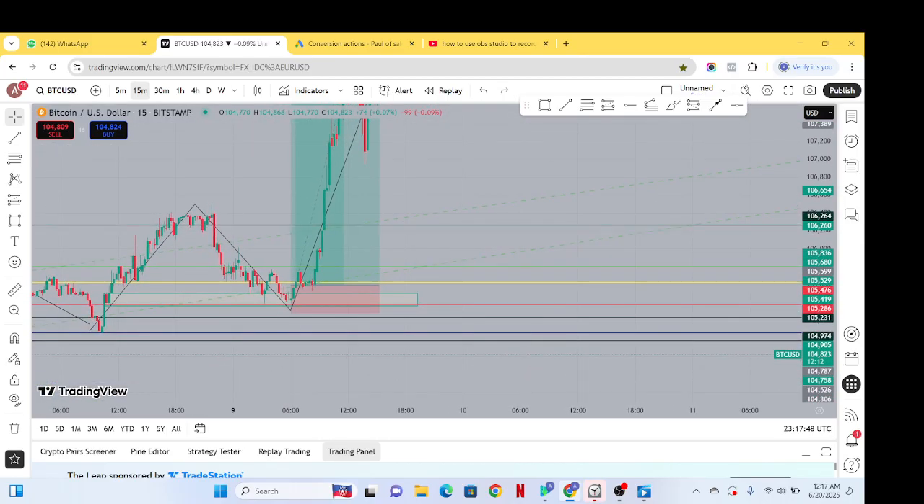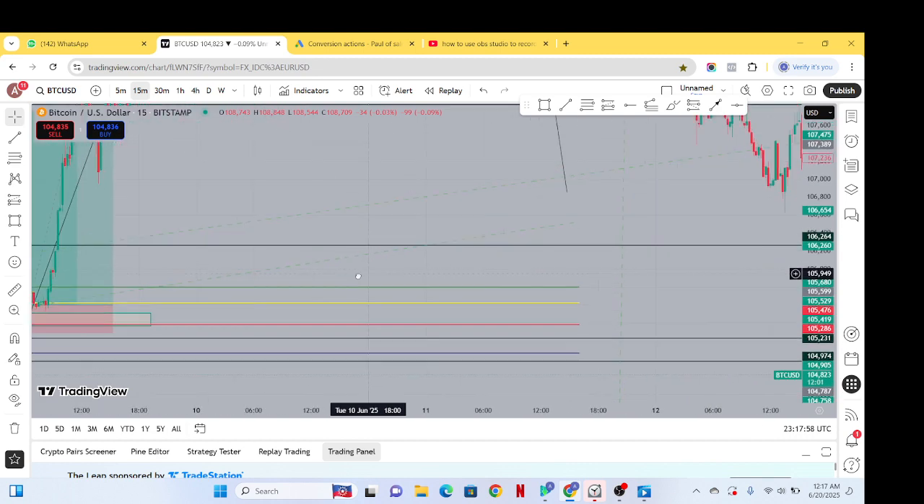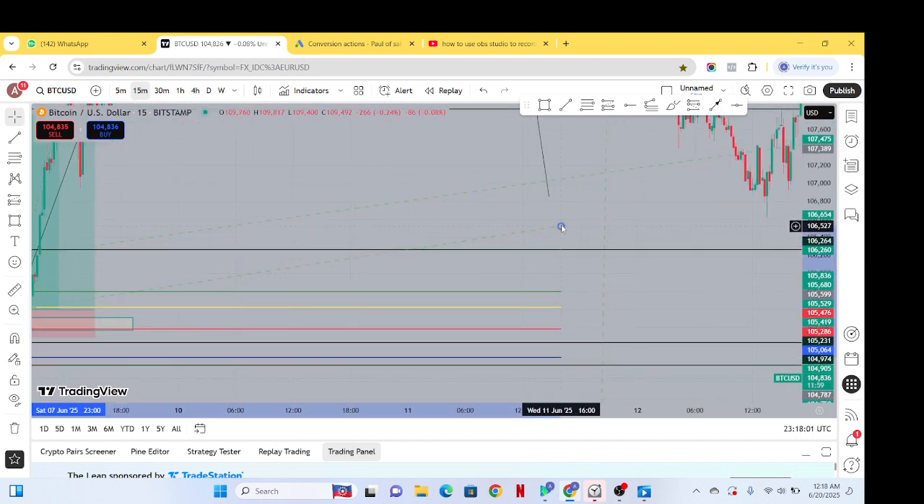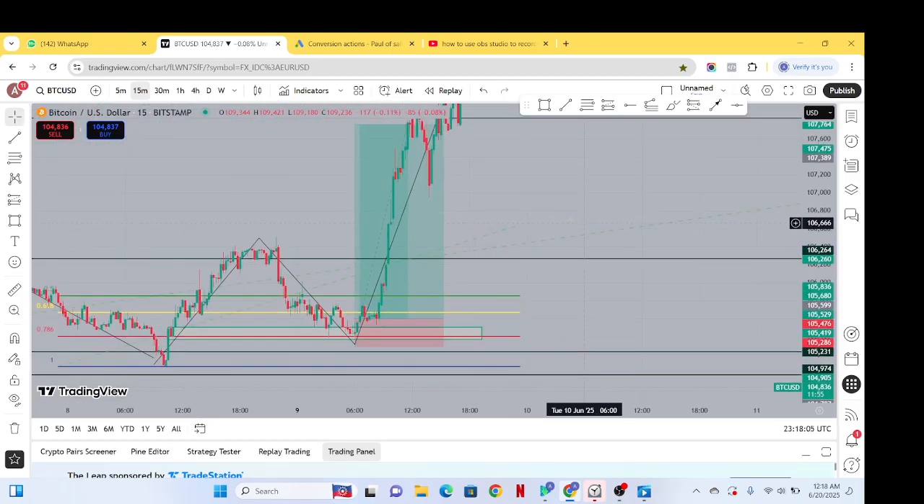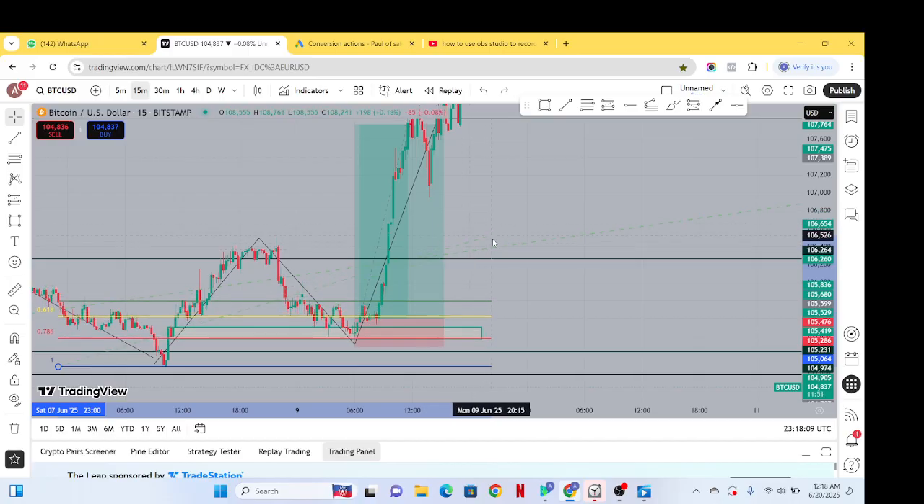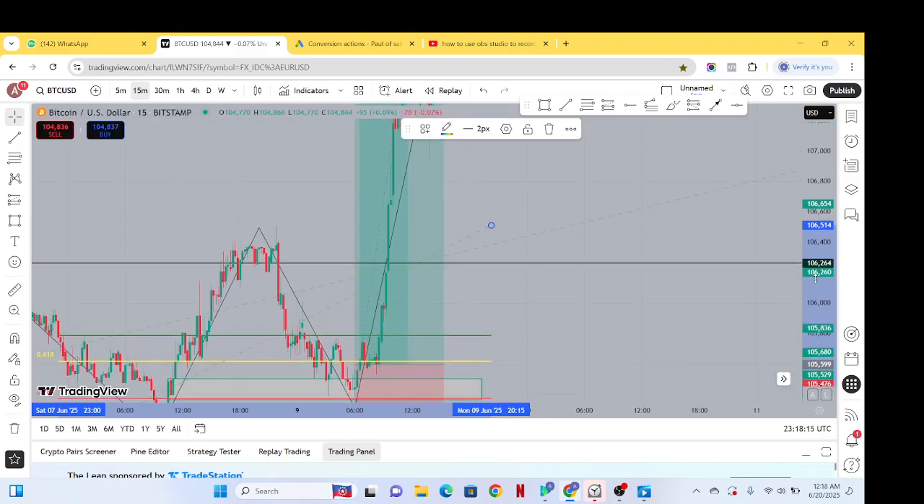So I took my fib at this point. From this point, this is where I took my fib, from this point to this point. Let me show you again. I took my fib from the lowest point to the highest point here, and then it showed me this is my point of entry.